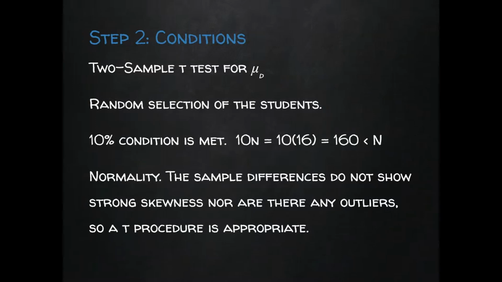The random selection of students was met. The 10% condition is met. For the normality condition, we're going to have to look at the box plot of the sample differences to see if there's any strong skewness or outliers. Let's go ahead and do that now.